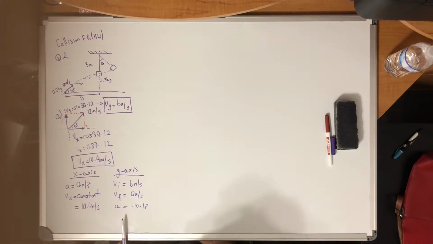Since we have the connection between the x and y axes by time, if I can find time over here, then I will just multiply my speed with that time, and that is going to give me the distance it travels on the x-axis. So if you check your kinematics equations, we have v final equals v initial plus a t. And my v final is 0, my v initial is 6, plus negative 10 times t.